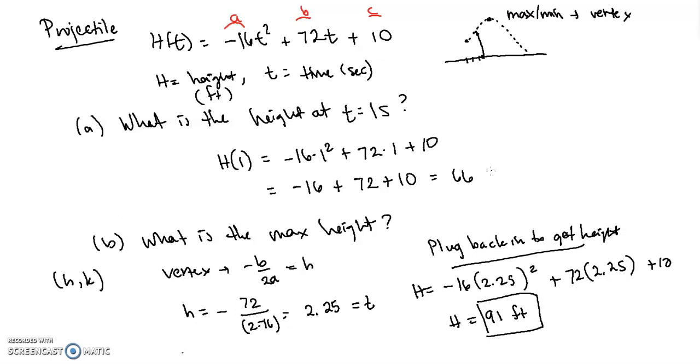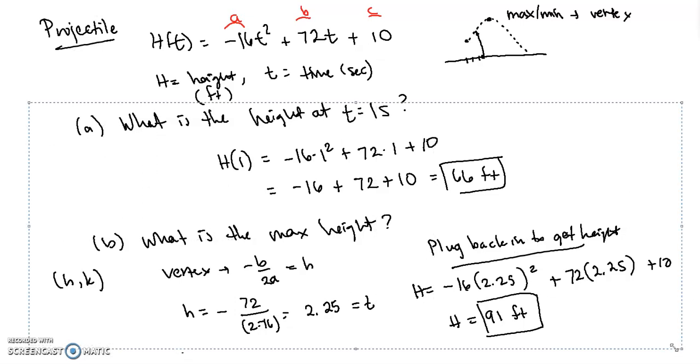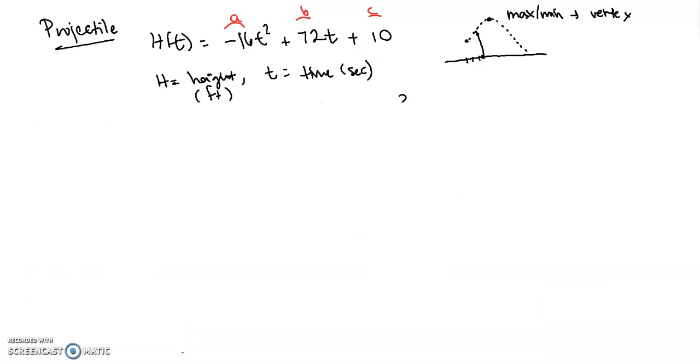Does that make sense? At 1 second, we hit 66 feet, and then at the maximum height, we hit 91 feet. That sounds pretty reasonable. We might need a few more numbers to decide for sure, but it seems pretty reasonable. One other thing that they might ask you for these problems is when does the projectile strike the ground? You kind of need to remember that the ground means that height is 0. So you're looking for a height of 0.